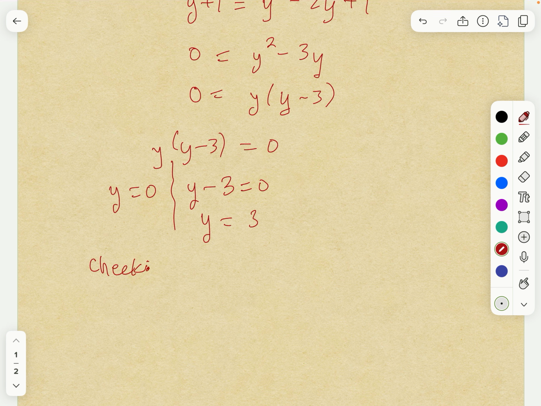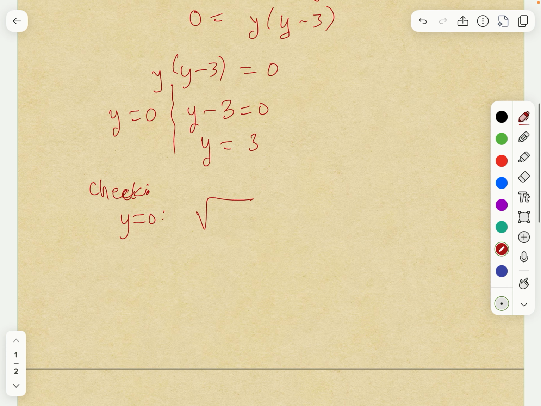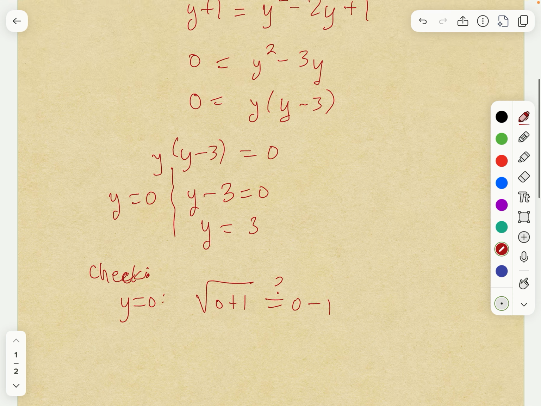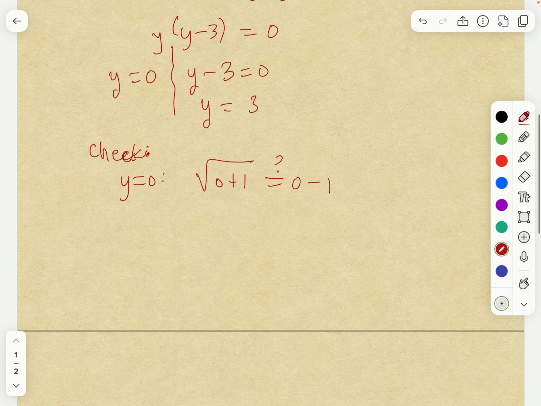If you plug in y equals 0, let's go back to the original equation. Is it true that the square root of 0 plus 1 is 0 minus 1? That's what we get if we plug in y equals 0. Well, on the left, you get 1. On the right, you get negative 1. These are not equal. So therefore, y equals 0 is not a solution. So we have to kick it out.